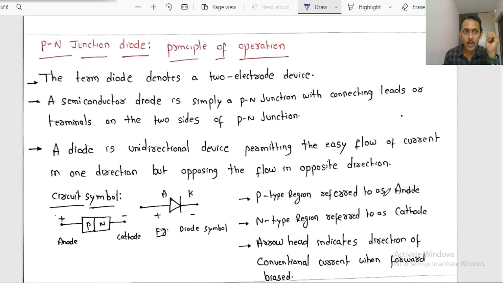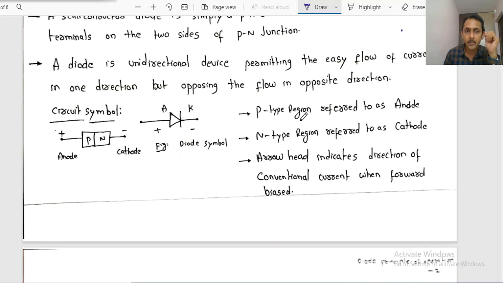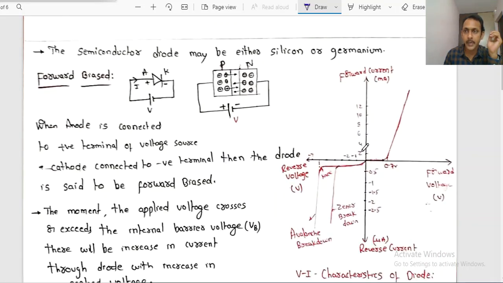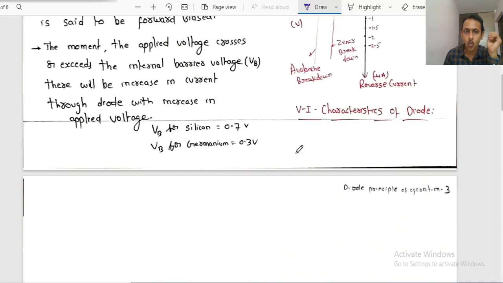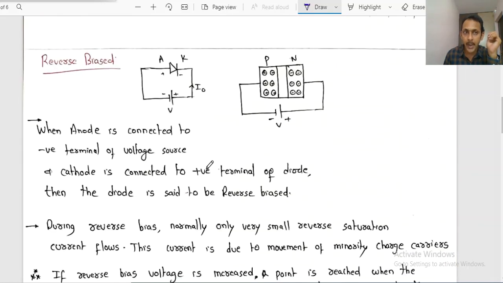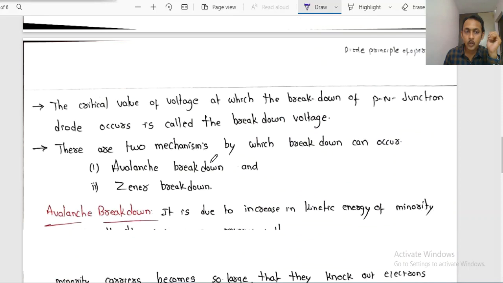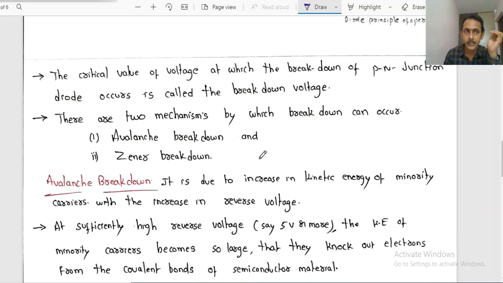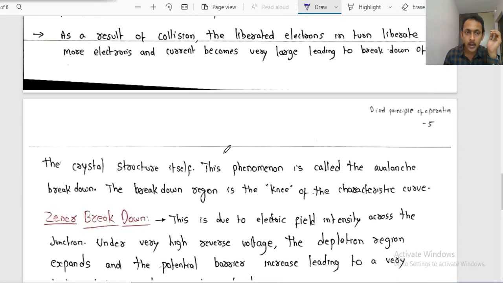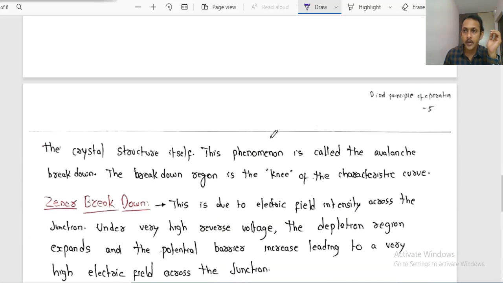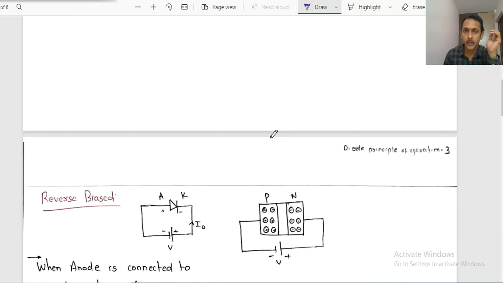In this video, we are going to discuss the PN junction diode. We will discuss its principle of operation, its circuit symbol, the diode symbol, and the condition for forward bias mode and the VI characteristics, and also the condition for reverse bias mode, and two types of breakdowns that commonly occur. One is the avalanche breakdown and another one is the Zener breakdown, right? We will discuss all these topics in this video.